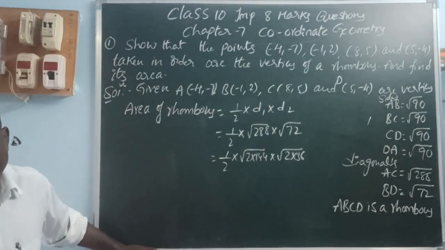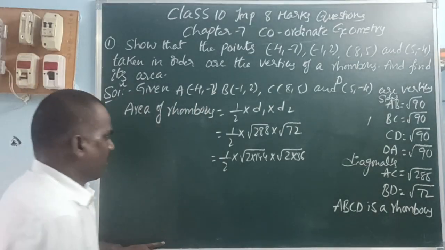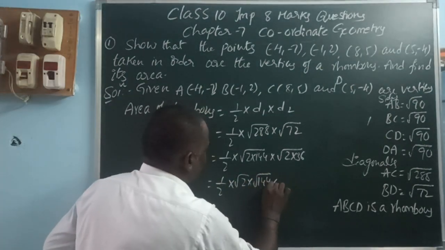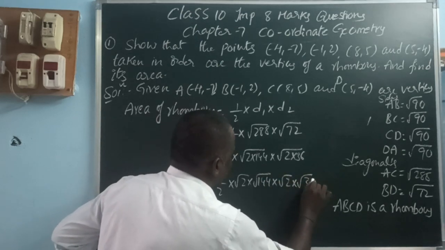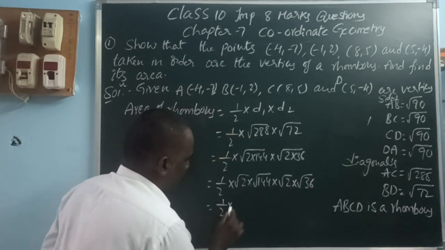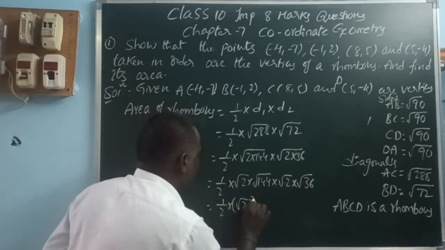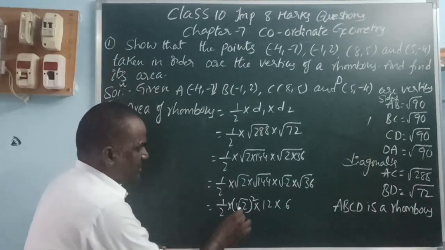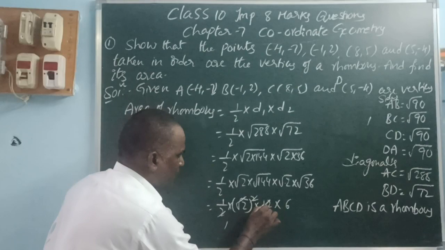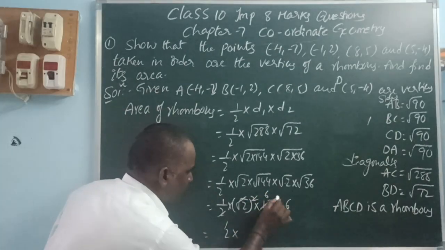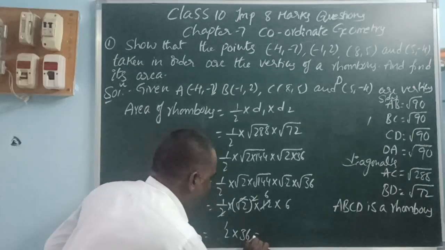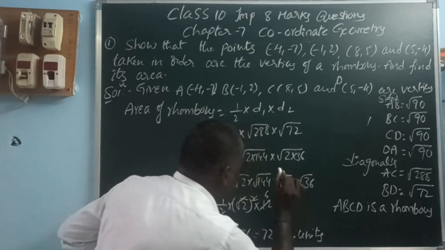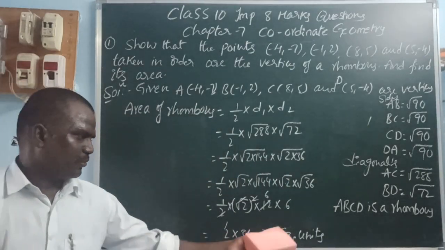Square root of a into b is square root a into square root b. So here 1 by 2 into root 2 into root 144 into root 2 into root 36. So 1 by 2, root 2 into root 2 whole square, square root 144 is 12, square root 36 is 6. Square roots cancel, 2 and 1 cancel, 2 six times. So 2 into 6, 6 times 6 is 36, 36 twos, that is how much? 72 square units. So area of rhombus is 72 square units.